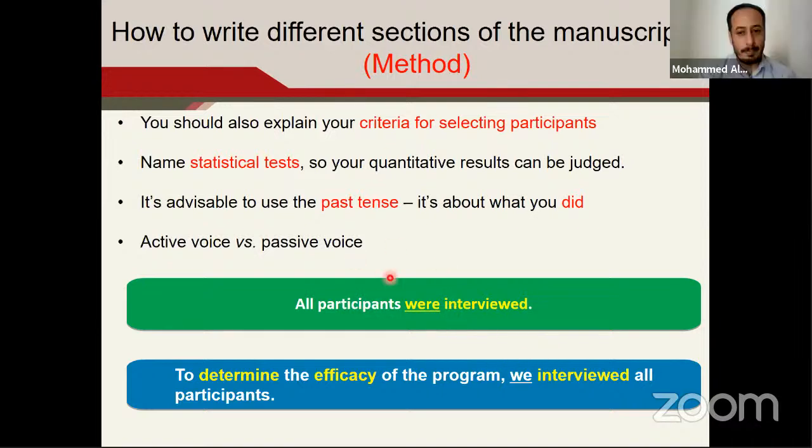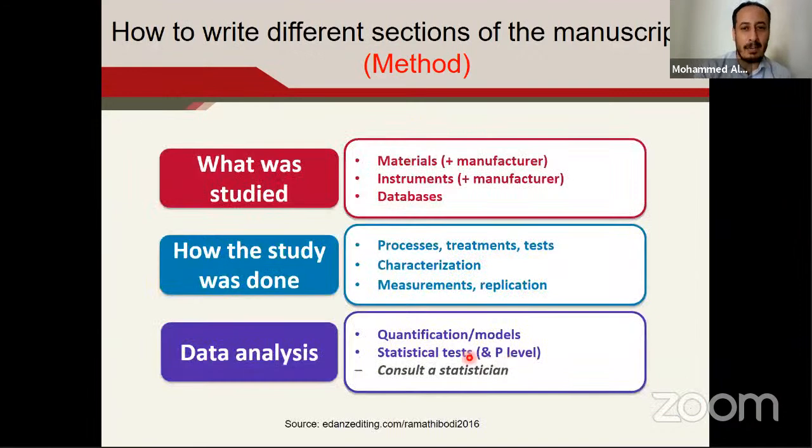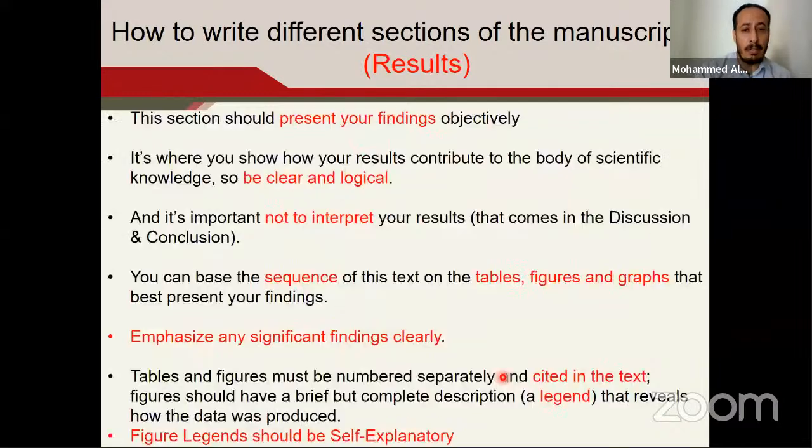Okay, so mostly, I prefer the passive voice, especially for the methodology, unless you are targeting a journal using the US style. So in this case, better to use active voice. I have one slide for tenses later on. Okay, so this is the sequence, what was studied. So the material, the instrument, remember to add the brand, the manufacturer, the country, the databases, how the study was done. So all the procedure, the characterization, and then the statistical analysis, p-value, all those things.